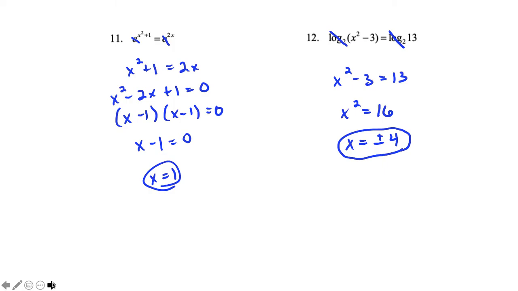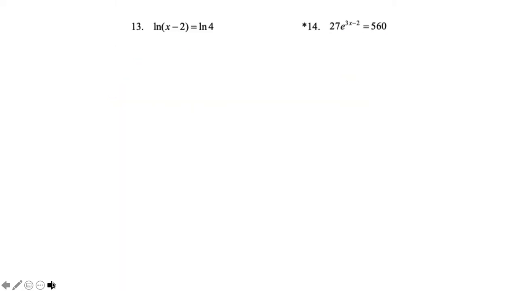All right, 13 and 14 here. Number 13: natural log on both sides. One-to-one property, I get to ignore those. So that just gives me x minus 2 is equal to 4. Add 2 to both sides, so x is going to equal 6.